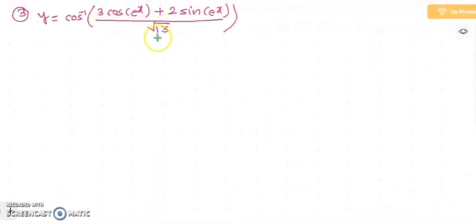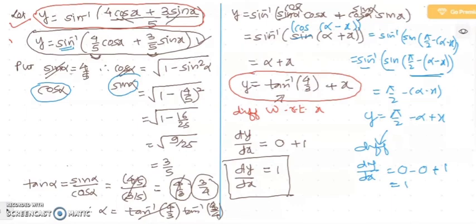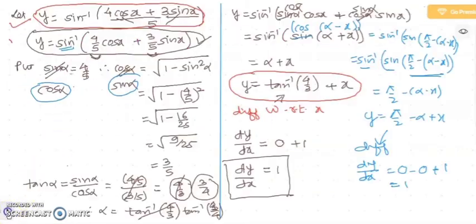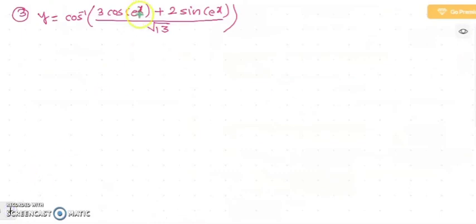2 root 13, these numbers if you check, 3 square 9, 2 square 4, 9 plus 4 13, root of a square plus b square is root of 13, which is okay. So the type is almost applicable. This type change is there. We used to have the examples where we had a cos x. In place of this x, in this example we have e raised to x here. See what we have different in this example is e raised to x in place of x.